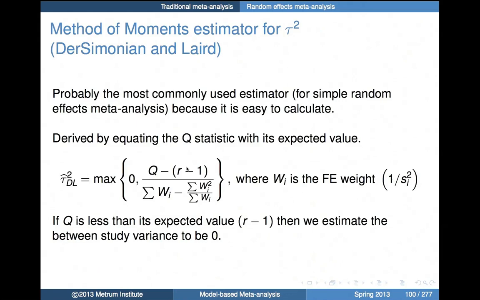It's a very simple closed form expression, and I think that's the main reason it's been popular, because it's very easy to calculate given your fixed effects analysis. Essentially you perform a fixed effects analysis, from that you get your fixed effects weights, the W's, and the Q statistic. Then you use those in combination to calculate tau squared, and then you can update your analysis to get the random effects estimator of the overall mean effect.